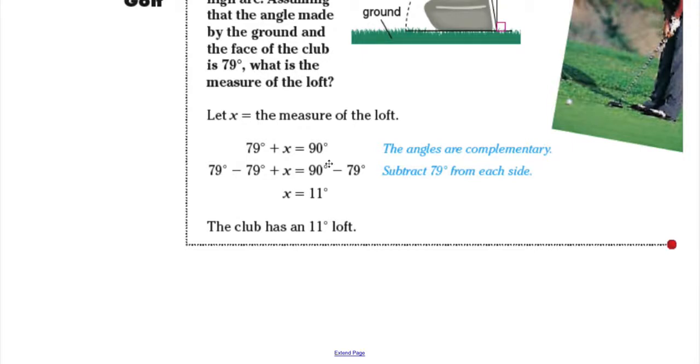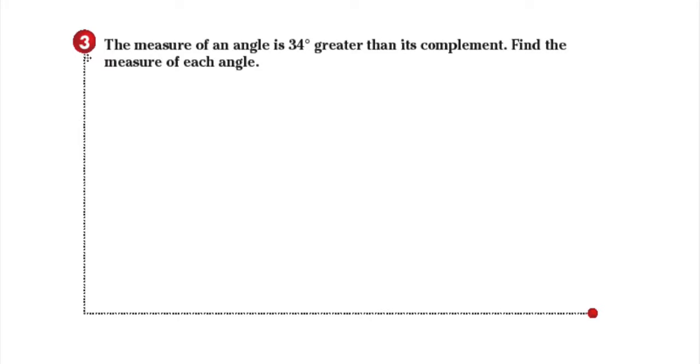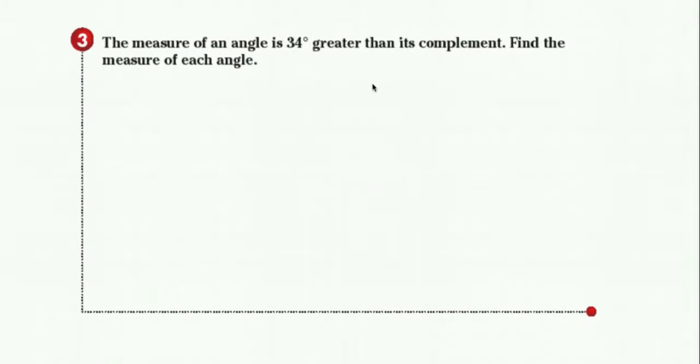Finally, let's take a look at example number 3. The measure of an angle is 34 degrees greater than its complement. Find the measure of each angle.